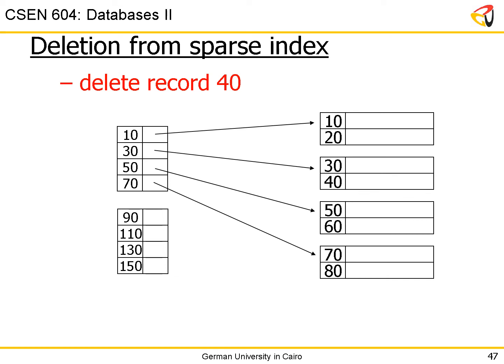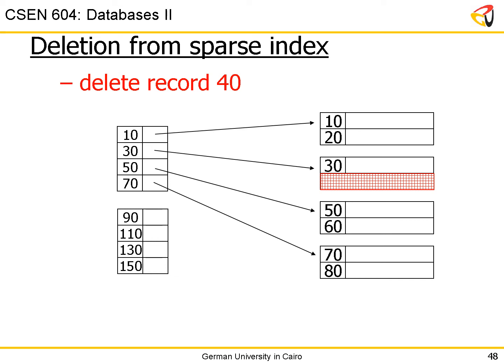So deleting 40 here is actually not costing us a lot. We will just load one page that belongs to the index and two pages that belong to the table. 40 exists in the first page that we're going to load. We will delete it, but nothing else will change in the index because the 40 was not in the index in the first place. So we're happy. 40 will be gone and everything stays the same.